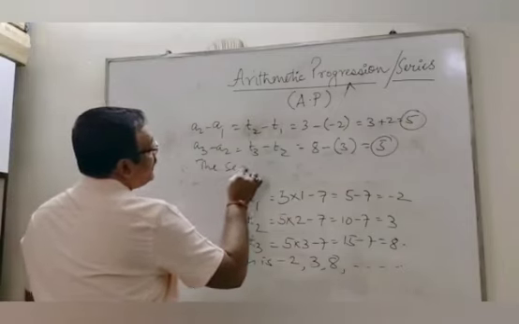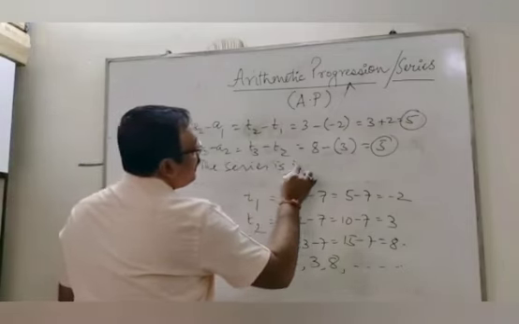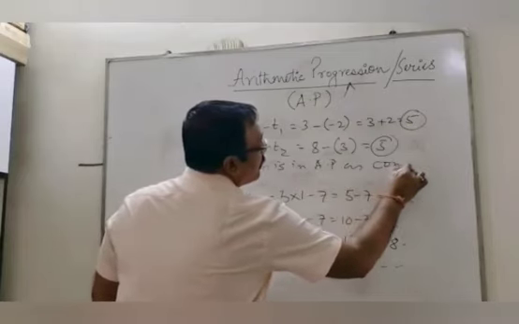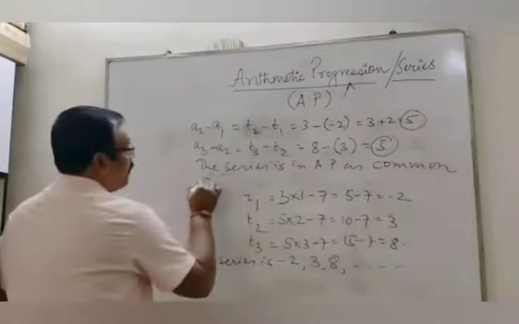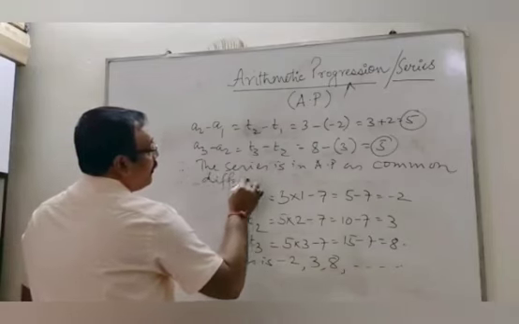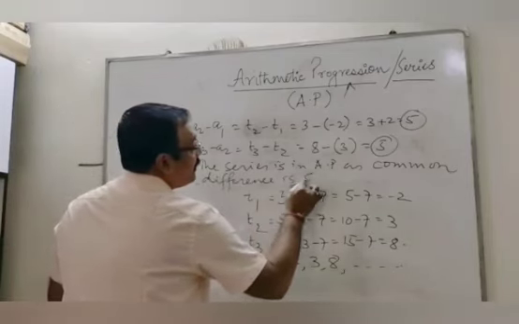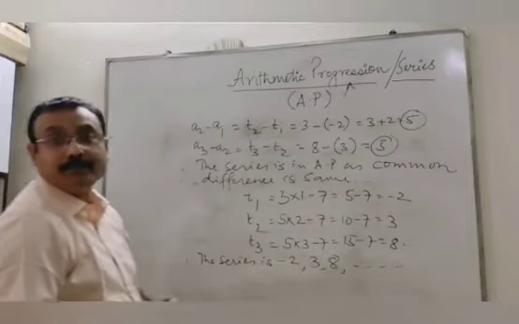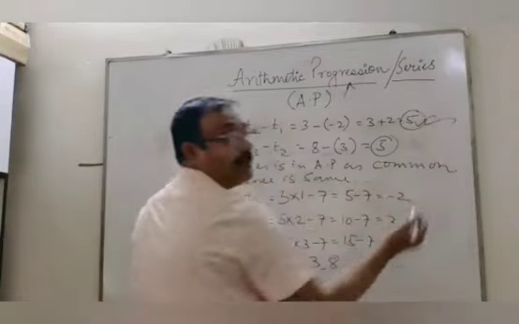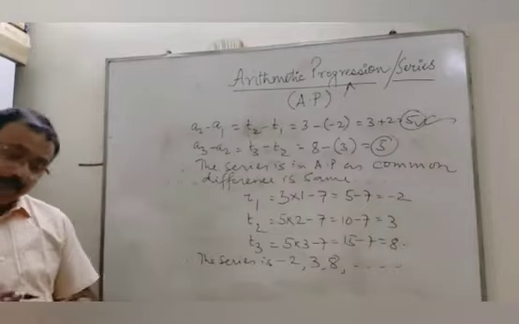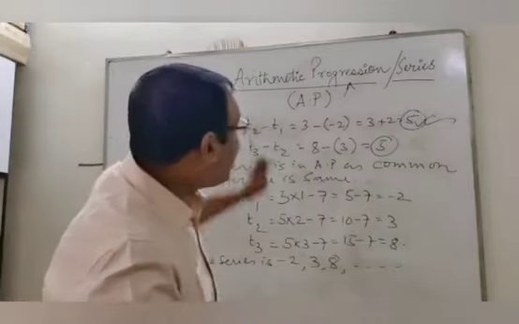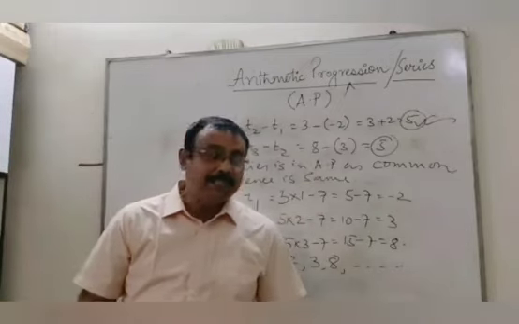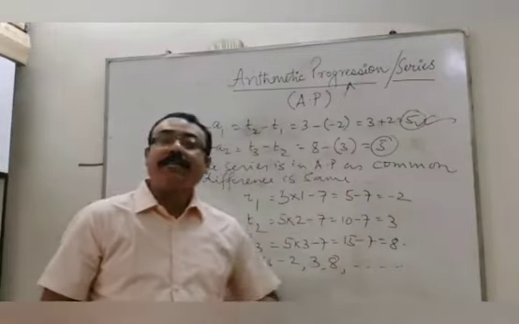Therefore the series is in AP as the common difference is same. Now if I ask you, what is the common difference? This is the common difference. So common difference is 5. So this is the initial part of it, from the definition of the term, what is an AP series? These are the 3 varieties of sums that you get.